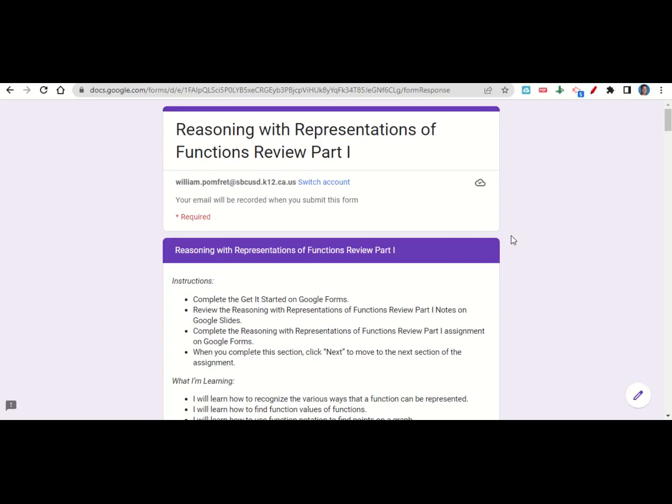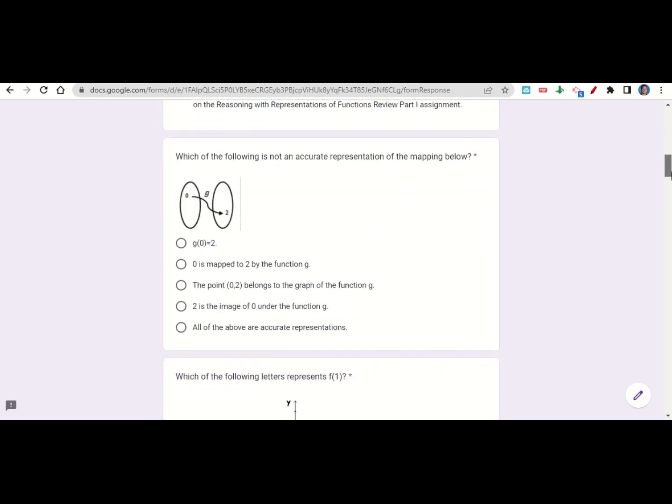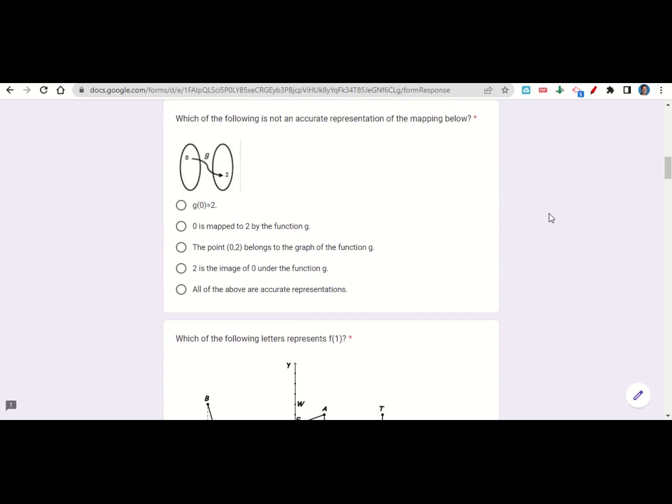Let's take a look now at the Reasoning with Representations of Functions Review Part 1 assignment. The assignment begins with the learning goals and success criteria. If we scroll down, we can see the questions. The first one says, which of the following is not an accurate representation of the mapping below? So it says that g maps 0 to 2. So g of 0 is equal to 2. That's correct. 0 is mapped to 2 by the function g. That's correct as well. The point (0, 2) belongs to the graph of the function g. That's correct as well. 2 is the image of 0. That's correct. So all of them are correct representations.